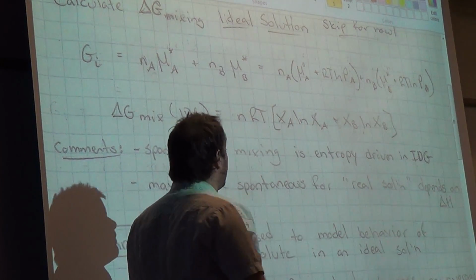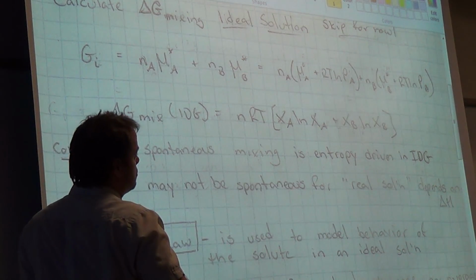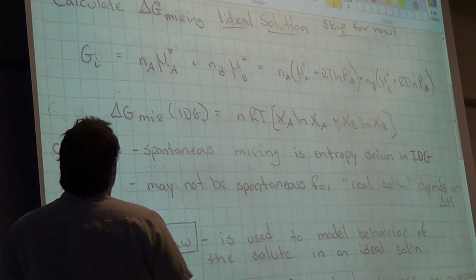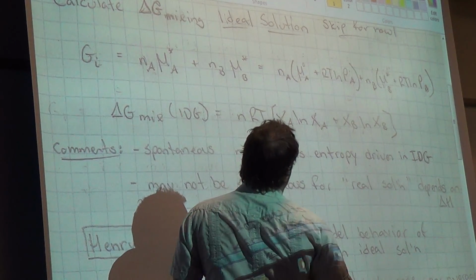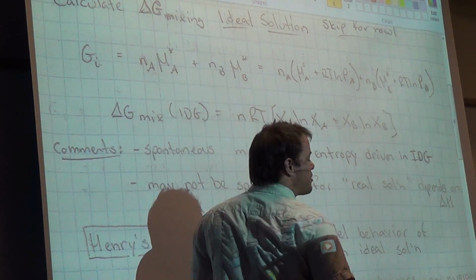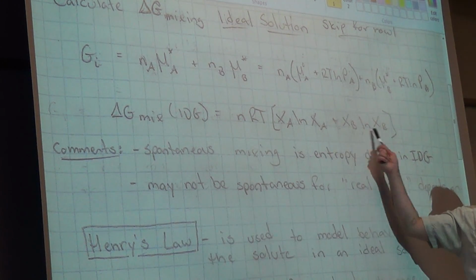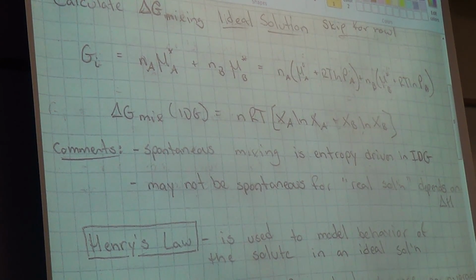But basically, for these ideal solutions, the solutions that obey Raoult's law, we have that the delta G of mixing for an ideal gas is equal to nRT times mole fraction times the natural log of the mole fraction, and you sum that thing for all of the components, and it looks just like the form that we had for delta G of the mixing of the gases.